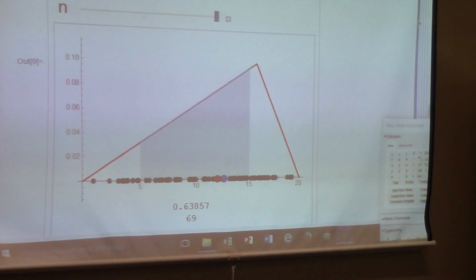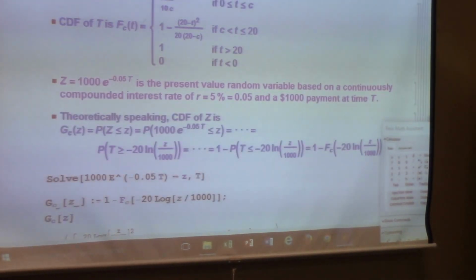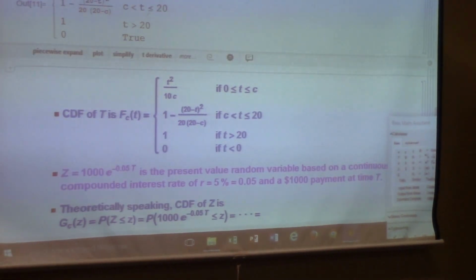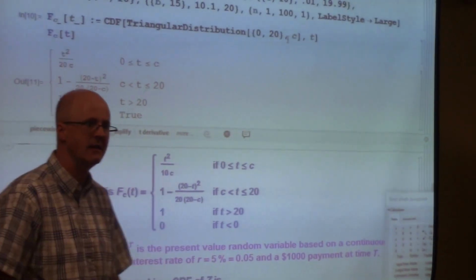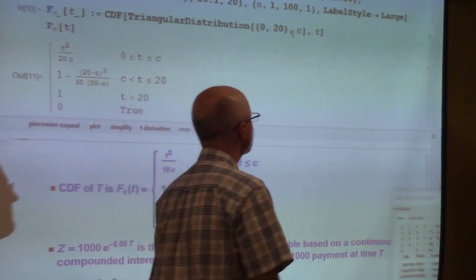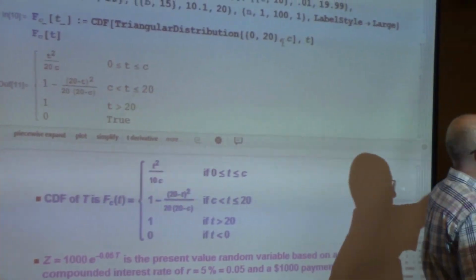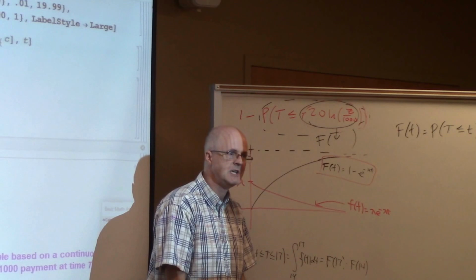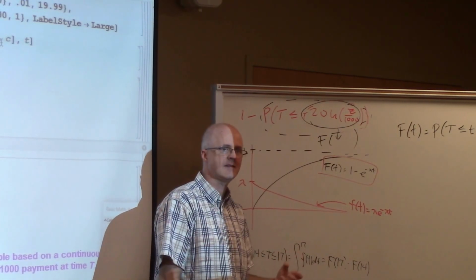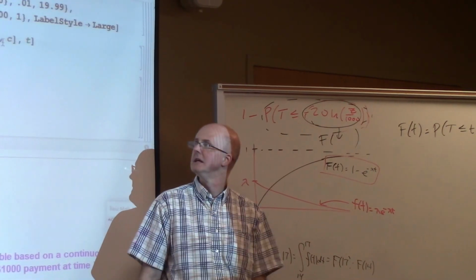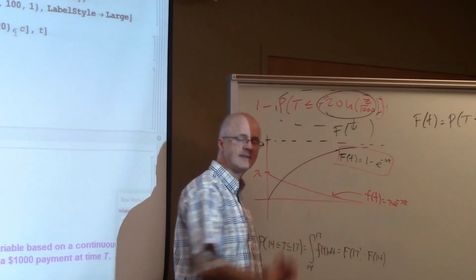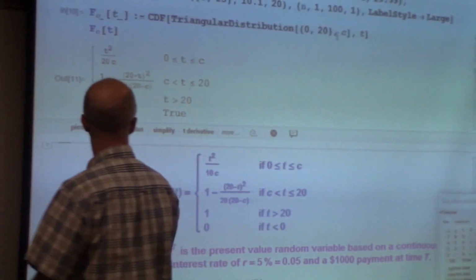But now we want to go on to Z. I need to use the CDF, just like I did in lecture A. When I was doing this kind of stuff, I need the capital F if I'm going to come up with the capital G. Capital F being the CDF for T, capital G being the CDF for Z, the present value of the future payment. So there's the formula for capital F.